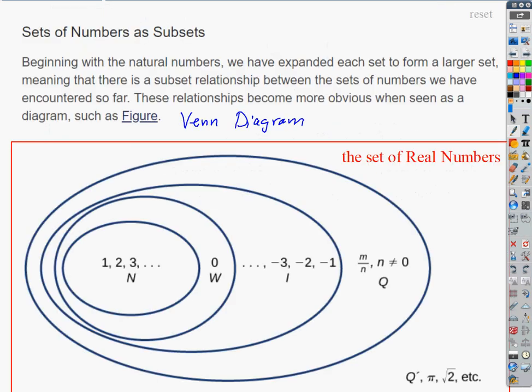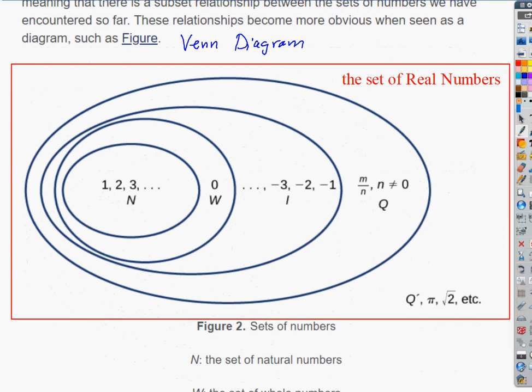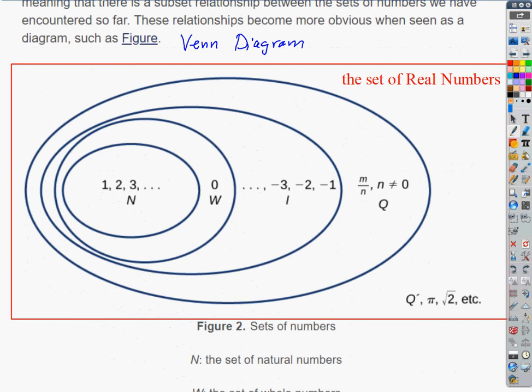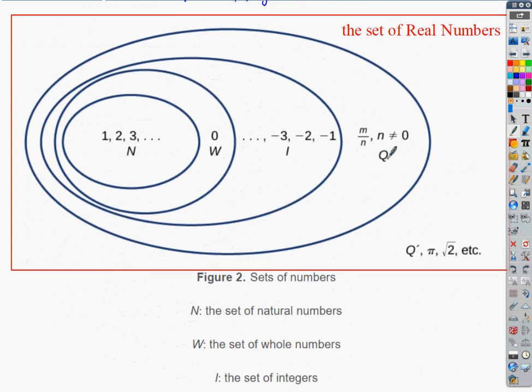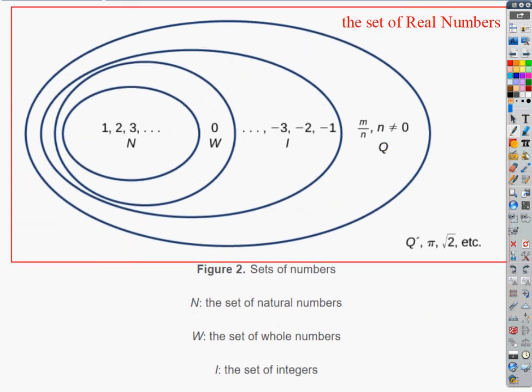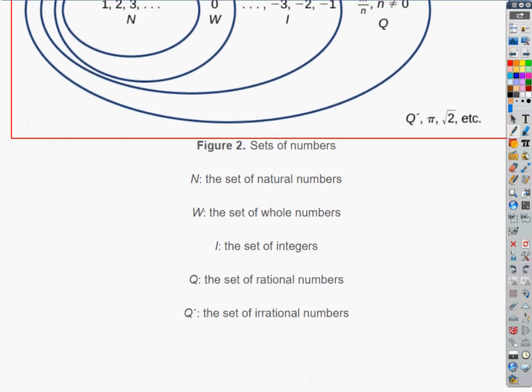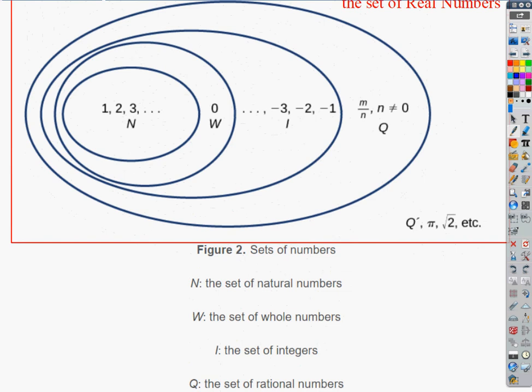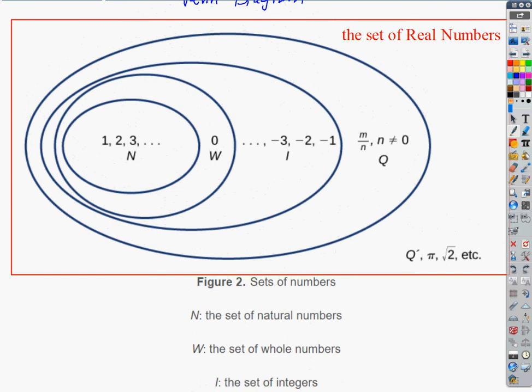Okay, so let's go to our Venn diagram. Well then, this biggest bubble, the biggest blue bubble that sits inside of the red box, that's what we would call the set of rational numbers, right? Q in this case stands for rational numbers. So that's all the possible rational numbers, everything that can be written as a fraction, okay? That's a subset of the set of real numbers because there are some real numbers that are not rational, but all rational numbers are real.